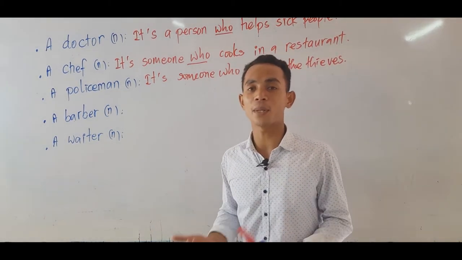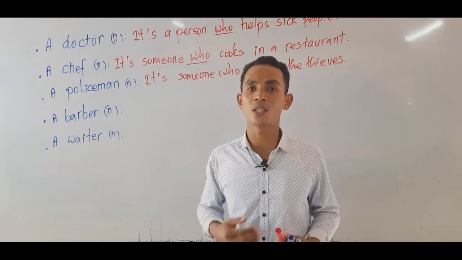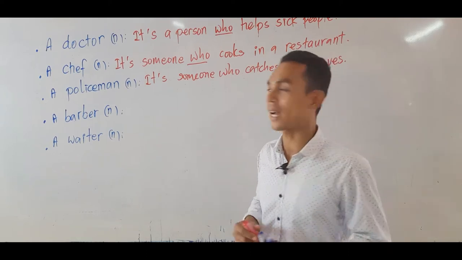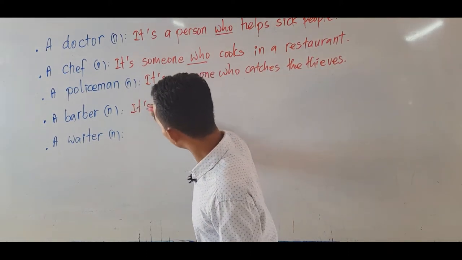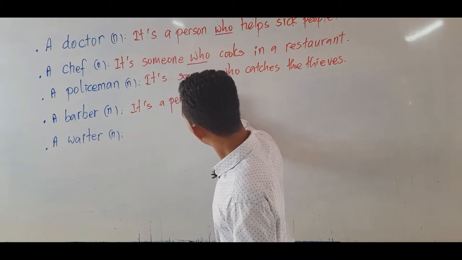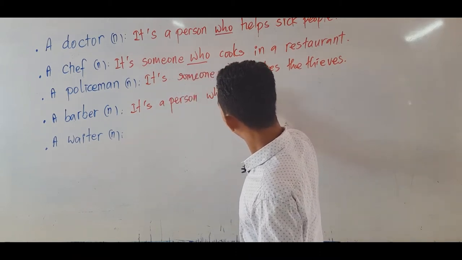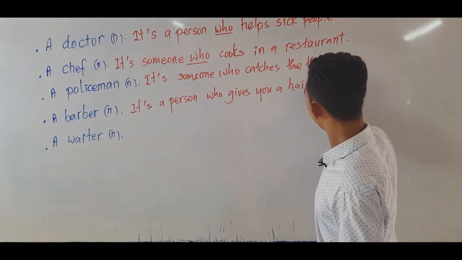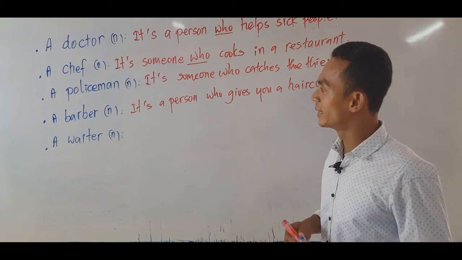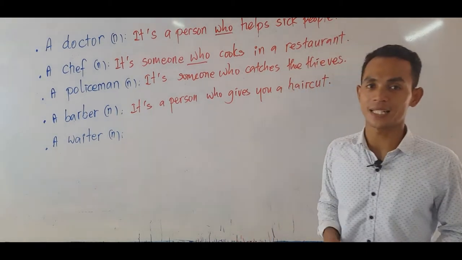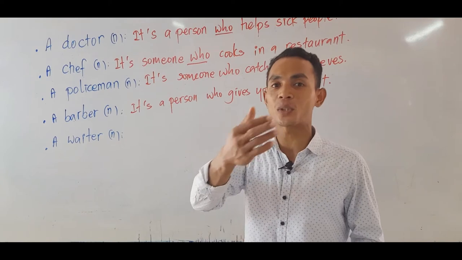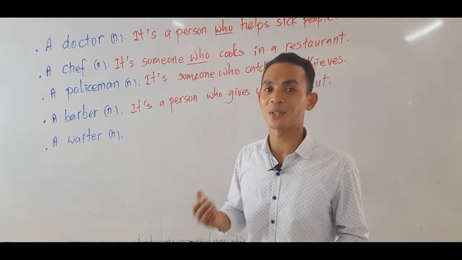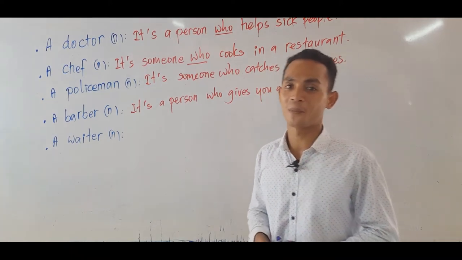A barber. It's someone or it's a person who cuts your hair, or it's a person who gives you a haircut. Yeah, it's a person who gives you a haircut. It's a barber. Or a barber is a person who cuts your hair and takes money from you. Or it's a person who gives you a haircut and gets money from you.